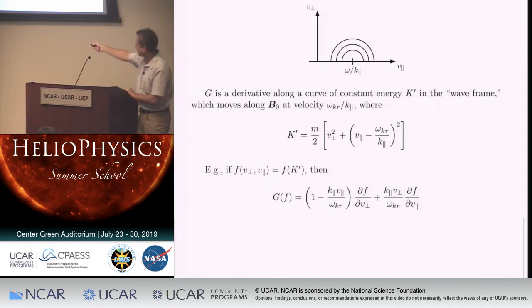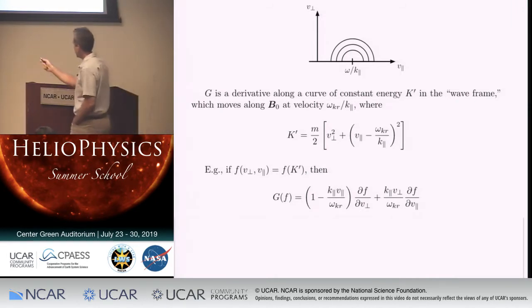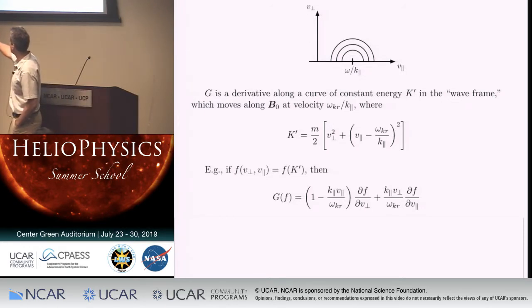That operator g is a directional velocity derivative along a contour of constant k prime. We can see that in the following way. Take our distribution function, f naught, to be a function of v perp and v parallel. Take it to be a function just of this k prime. And then act on f naught with the g operator. G is this operator from the previous page. And see what we get. If the result is zero, if f is a function of k prime, it means f is constant along these contours, along the circular contours I've drawn there. And then g of f should be zero if my claim is correct. Let's just quickly check if it is.